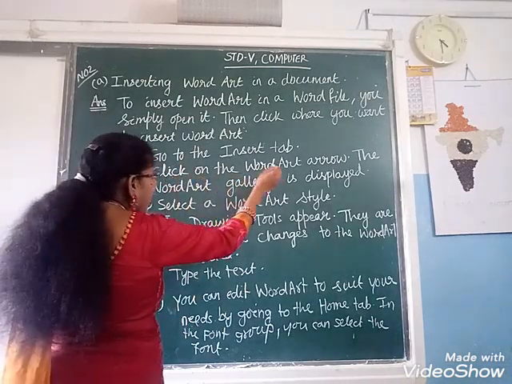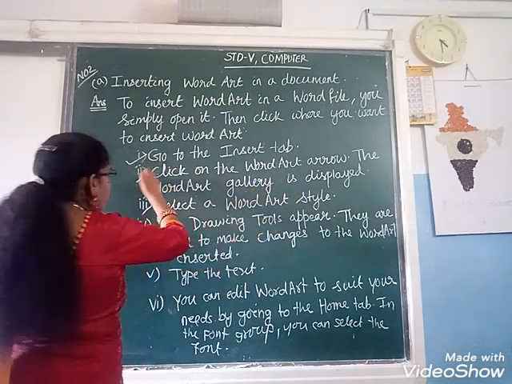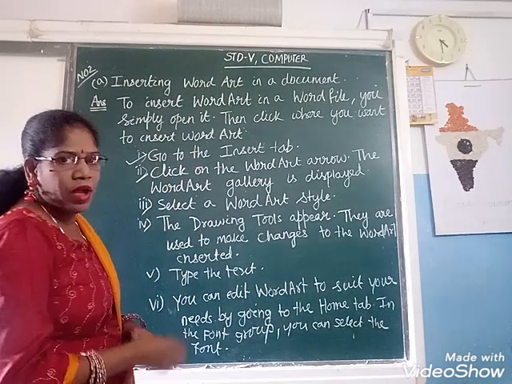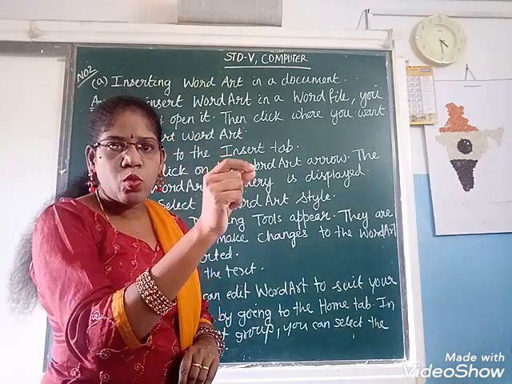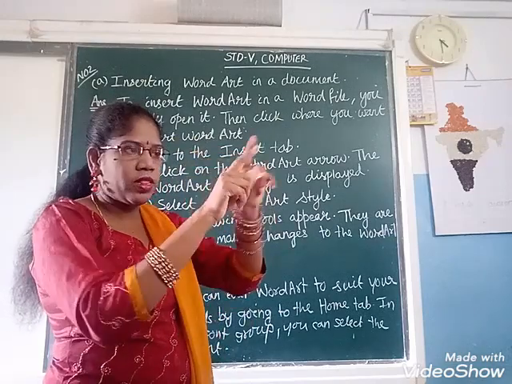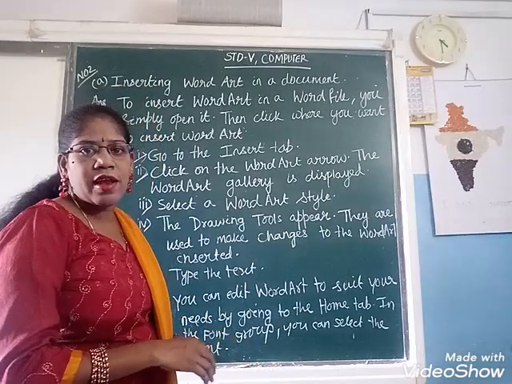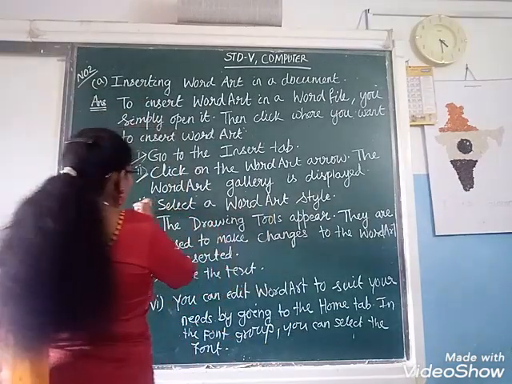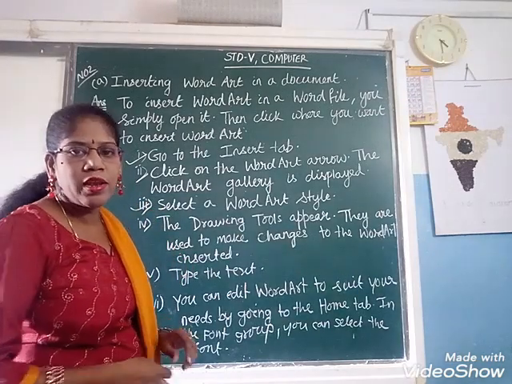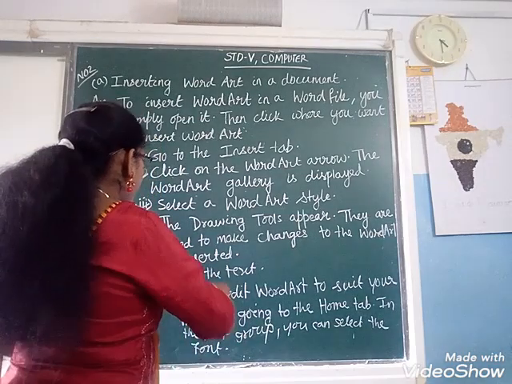Click on the word art arrow. The word art gallery is displayed. Once you go to Insert tab, after that you see where the word art is. You click on the word art arrow, then the whole gallery, all the word art styles will display. Select the word art style. Whichever word art style you want to insert, that style you select.